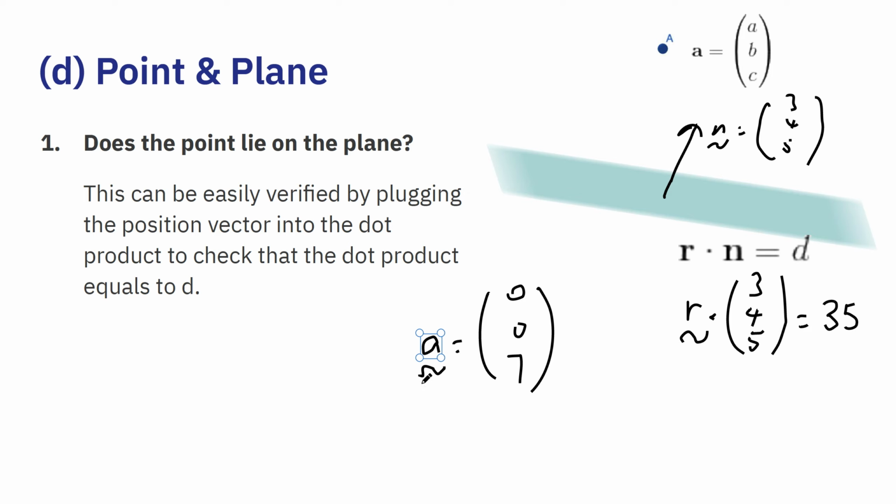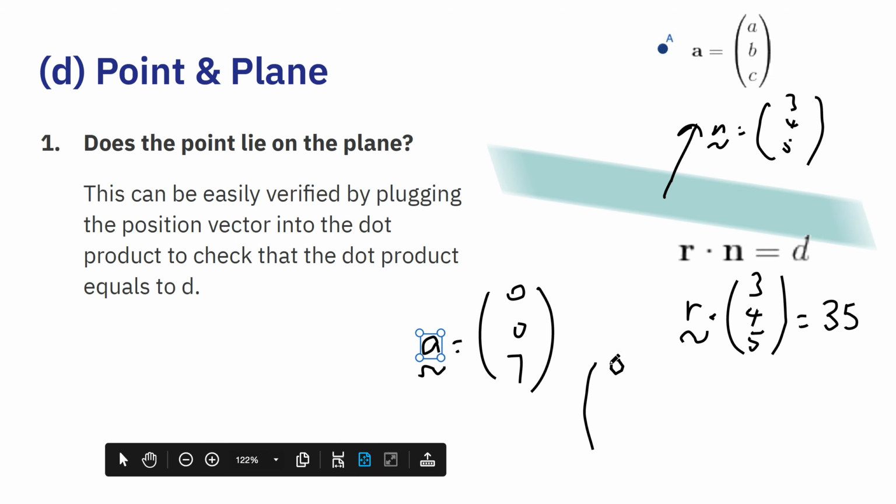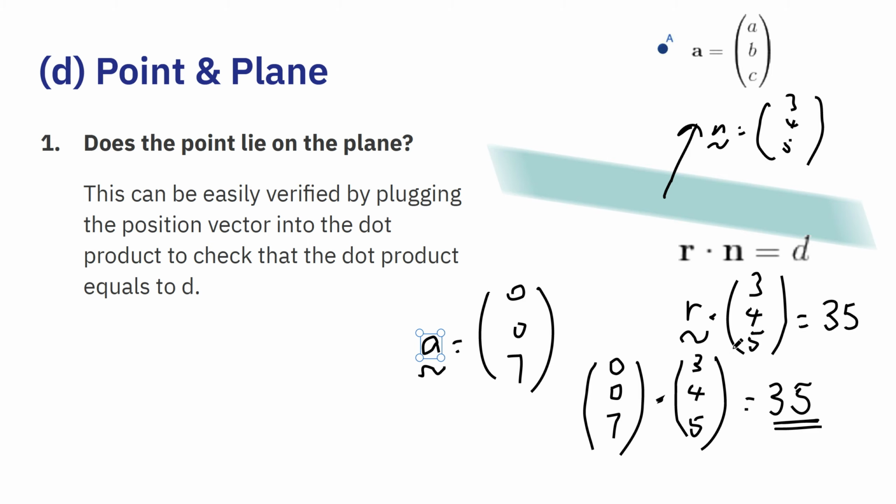So if you want to check if this point lies on the plane, all we have to do is sub it into r. Because if it does lie on the plane, then one of the values of r has to be 0, 0, 7. So all we have to do is check that 0, 0, 7 dot 3, 4, 5 is equal to 35. And this is true because 0 times 3 is 0, 0 times 4 is 0, and 7 times 5 is 35. So if we add it all together, we get 35. Since we've verified that it fits this equation, we know that the point 0, 0, 7 does indeed lie on the plane.